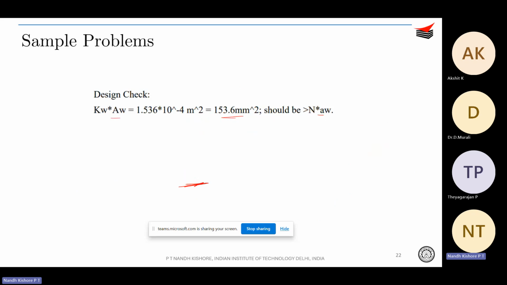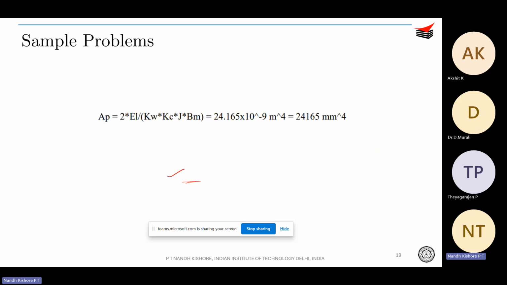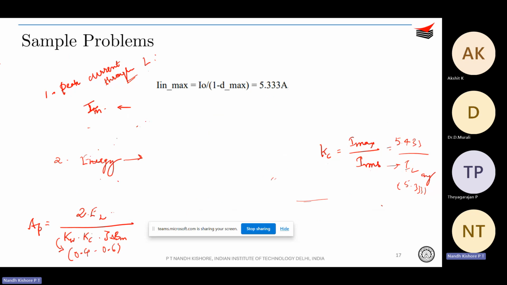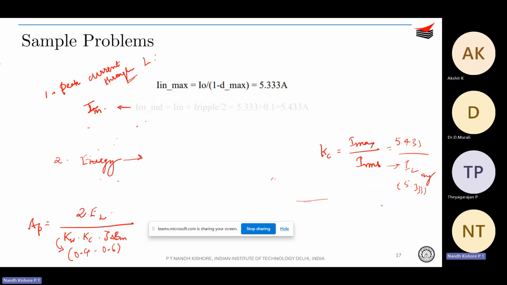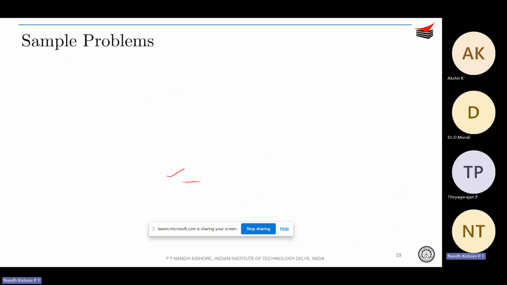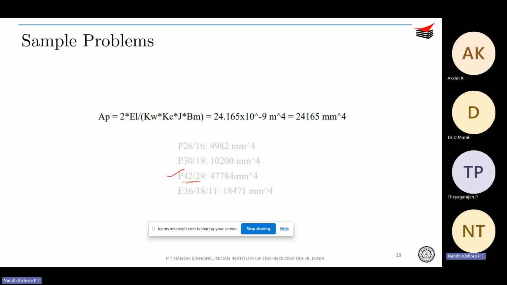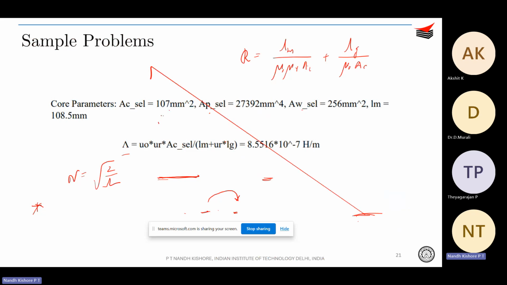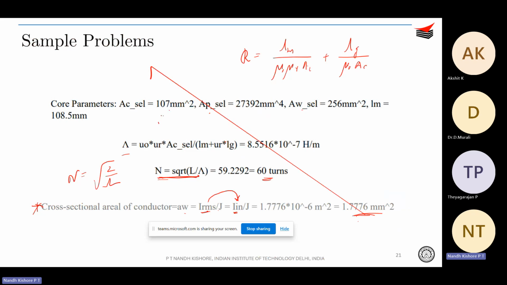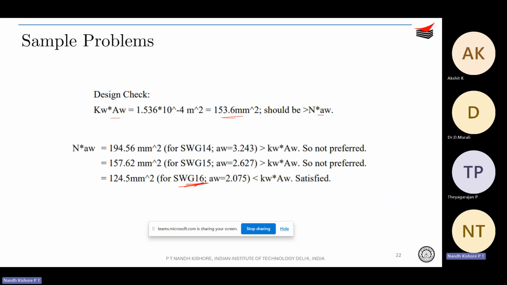So this was regarding the boost converter. We saw three parts of the boost converter. One is calculation of the L value. Second is how to choose a core; for that you calculate the area product. And third is how to choose the wire gauge, for which you find the number of turns, that is, N is equal to root over L by permeance. You find out the cross-sectional area AW, that is IRMS by J. And you ensure that KW is more than N into small AW.